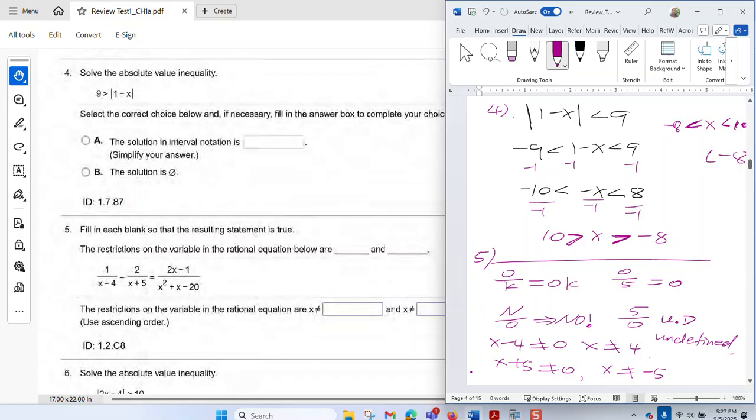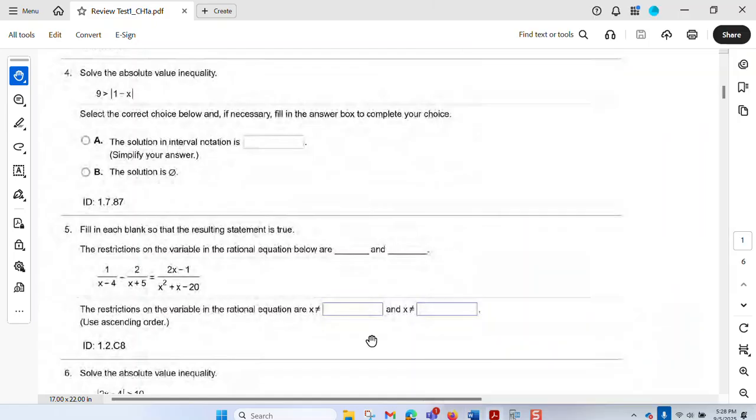So the restriction here is x cannot be equal to, using the ascending order. Even if you got these two numbers right, you have to write them down carefully. You have to type the first one, x cannot be equal to negative 5, and then the second one, x cannot be equal to 4. So use the ascending order. I usually tell people you need to read it at least twice before you answer the question. So be very careful. You have to use the ascending order here.